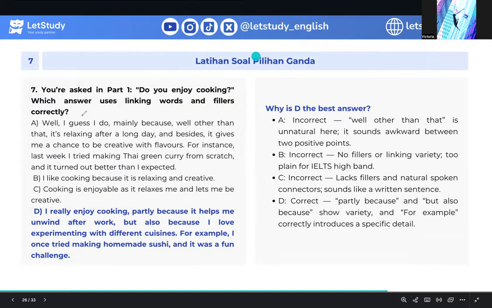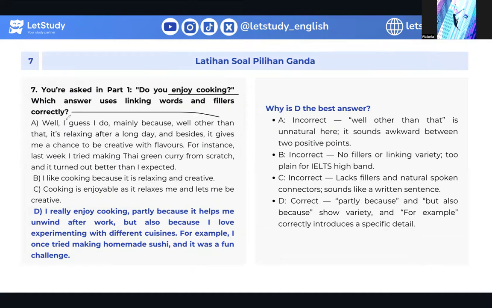You're asked in part 1, Do you enjoy cooking? Which answer uses linking words and flows correctly? A: Well, I guess I do. Mainly because, well, other than that, it's relaxing after a long day. And besides, it gives me a chance to be creative with flavors. For instance, maybe the problem with A is that it uses too many linking words.